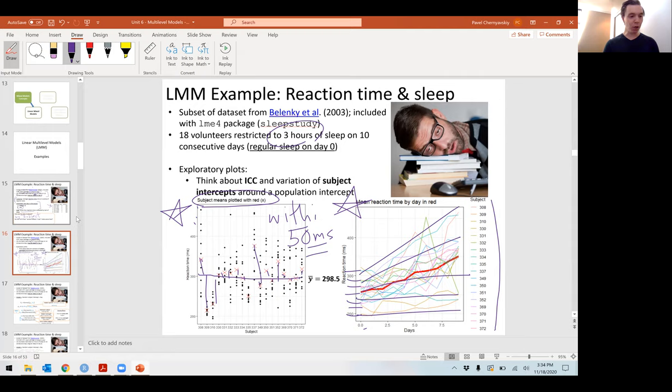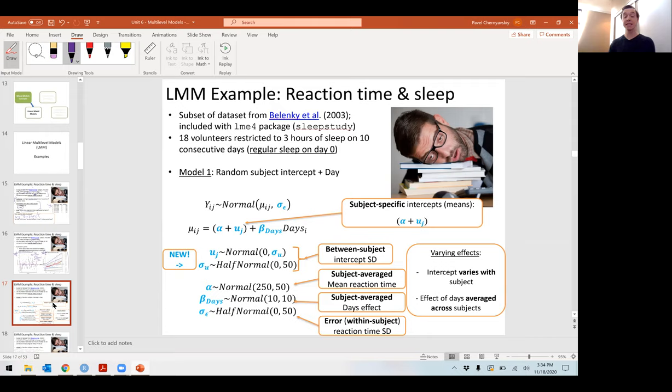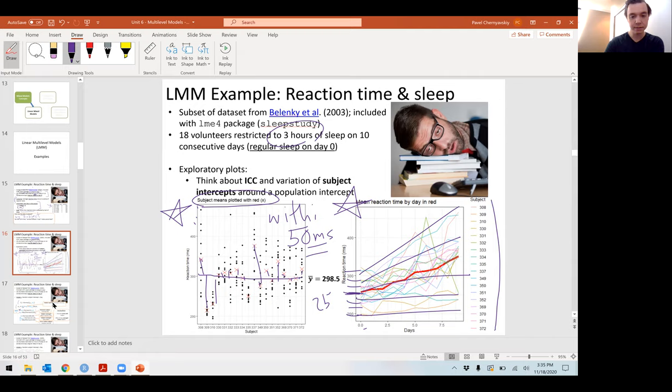Okay, you guys ready? New material, hard hitting, here it comes. The mean and the likelihood should be very, very familiar at this point. The difference is right here where I pointed it out. I said, new, pay attention to this. Here is the overall intercept, alpha. In the case of this, it's, I don't know, around 250 milliseconds.